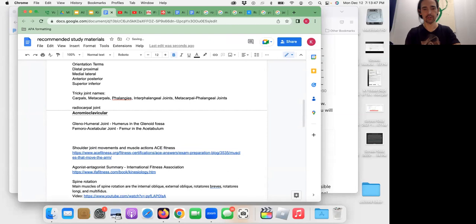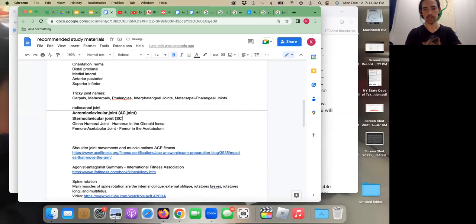Okay, acromioclavicular joint, sternoclavicular joint. Acromioclavicular or AC joint, and sternoclavicular or SC joint. Wow, I need practice now. Okay, sternoclavicular joint, SC joint. Acromioclavicular joint, glenohumeral joint, radiohumeral joint, ulnohumeral joint. Let's go back up into the chain.